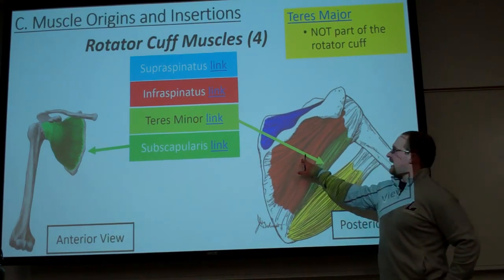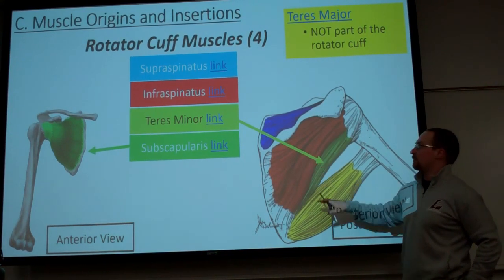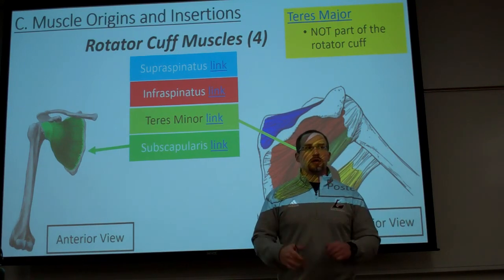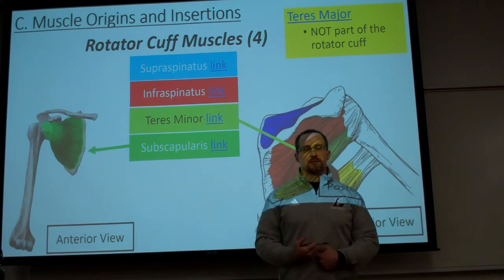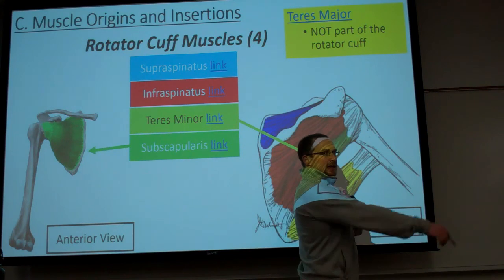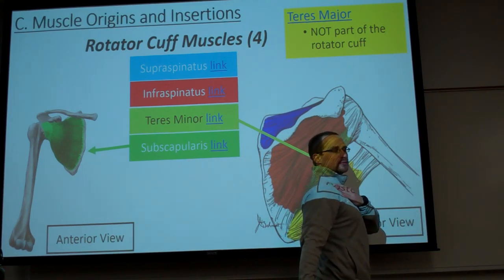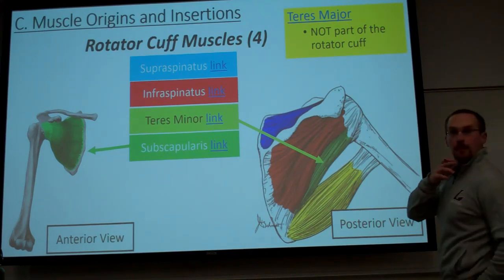And then the infraspinatus and teres minor, these are very similar. They do have the exact same three actions. They're on the back side, so like the posterior deltoid: horizontal abduction, external rotation, and they help with extension. Any questions there with that?